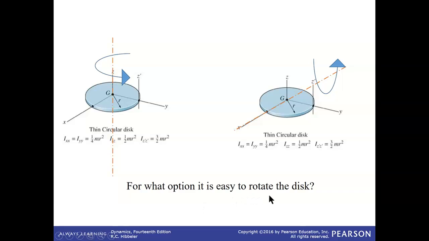So for which option is it easy to rotate the disk? On the left side, we try to rotate the disk about the z-axis, passing through the center of mass. In the right case, we try to rotate the disk about the x-axis, again passing through the center of mass. Think about it before I give you the answer. And the correct answer is the right side: it's easy to rotate about the x-axis because its moment of inertia is a quarter mr², while the moment of inertia about the z-axis is half mr². So yes, on the right side it's easier to rotate compared to the left side.